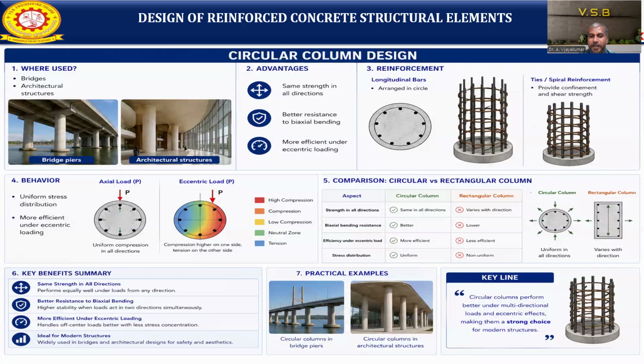What is a practical example? Circular columns are used in bridges. We can use circular columns in architectural structures too. So the key line: circular columns perform better under multi-directional loads and eccentricity effects, making them a strong choice for modern types of structures.